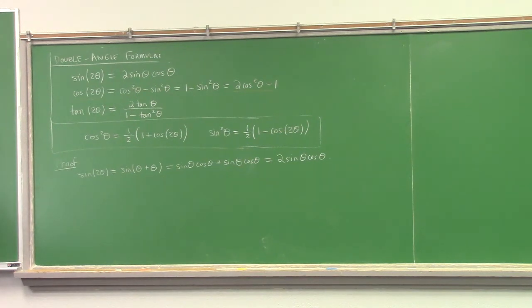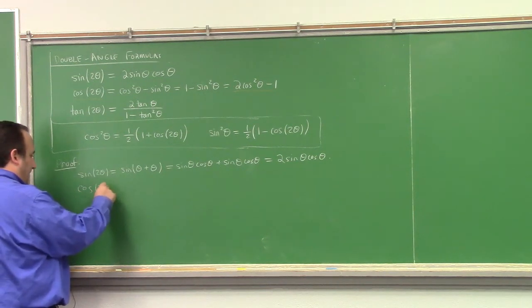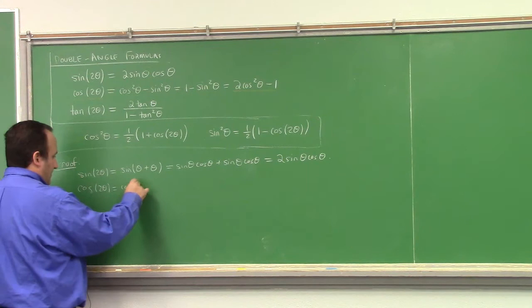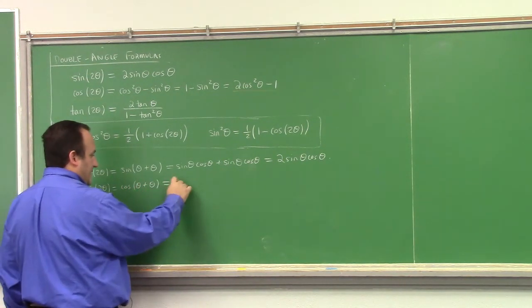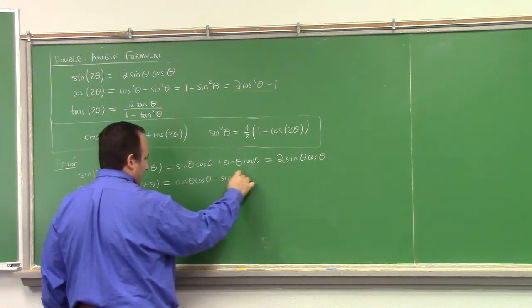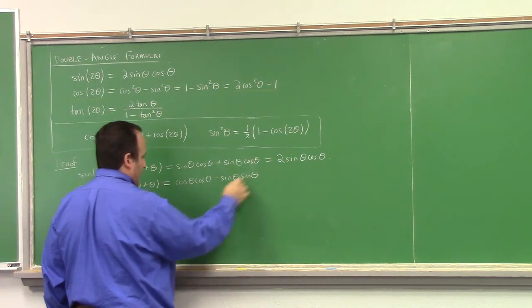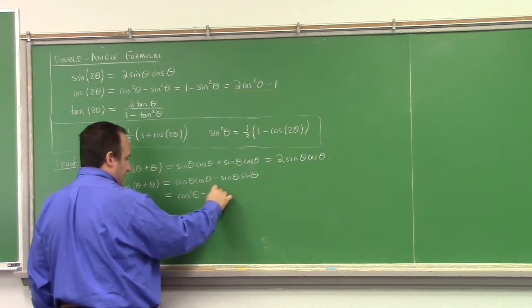So how do you think we're going to get the cosine 2 theta one? Same song and dance, right? So cosine of 2 theta, cosine theta plus theta. By the adding angles formula for cosine, it's cosine cosine minus sine sine, right? So that is cosine squared theta minus sine squared theta.